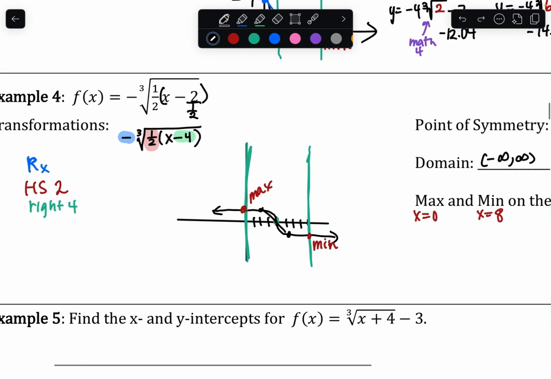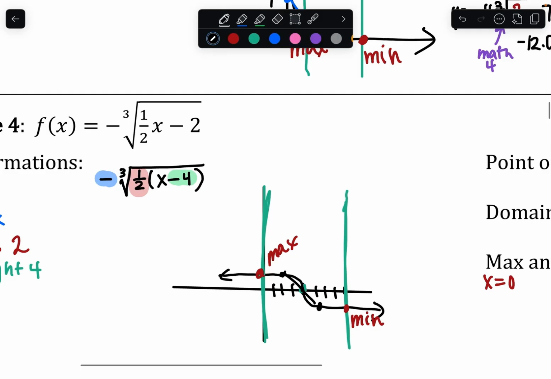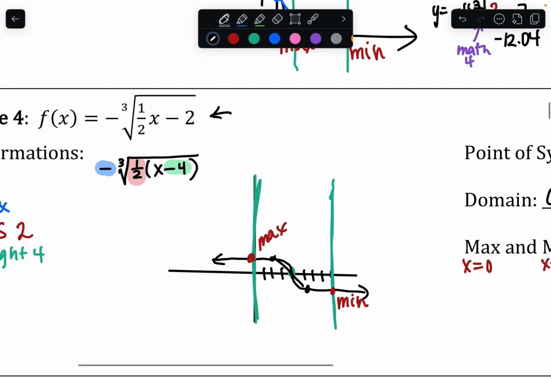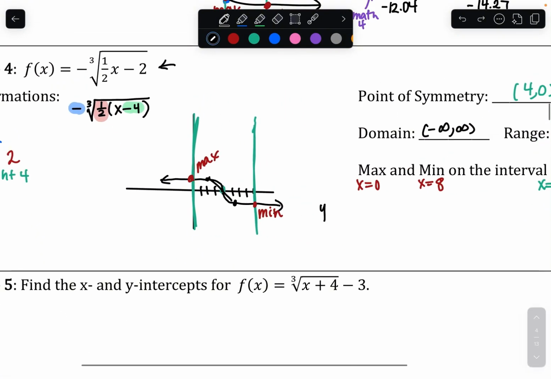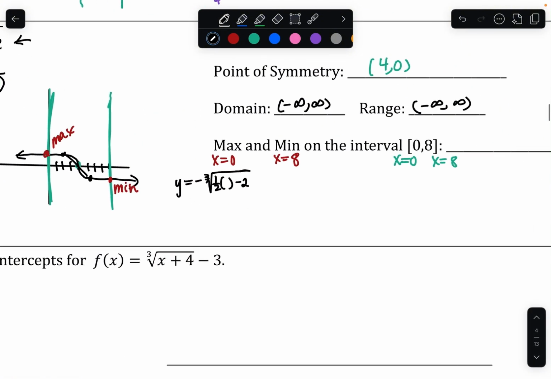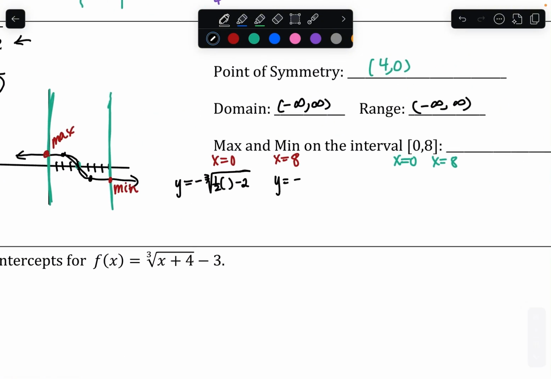So taking my original equation, you can use the one that I've edited, but I prefer to use less parentheses. And so I am going to use this top equation. The only real reason you would need the parentheses is to identify transformations. As far as using the function, I prefer the one without. Okay, so negative cube root of 1/2 times x minus 2. That minus 2 is under the radical, so be careful.